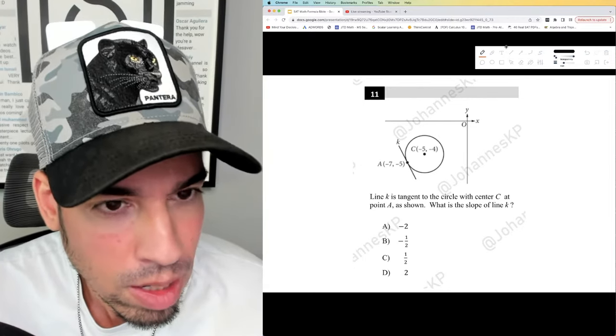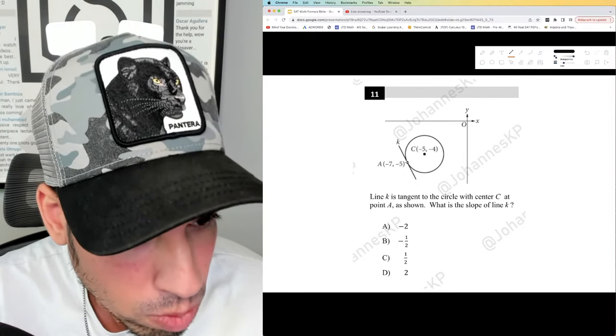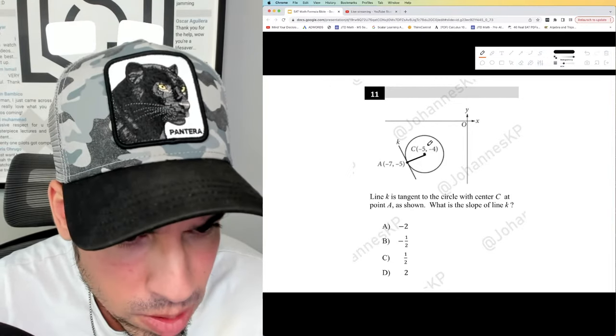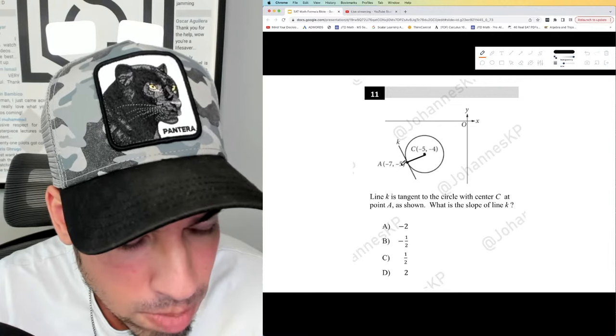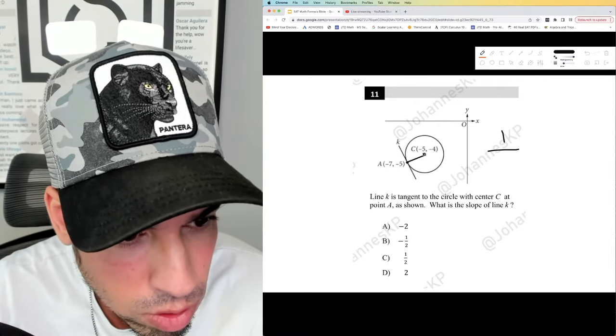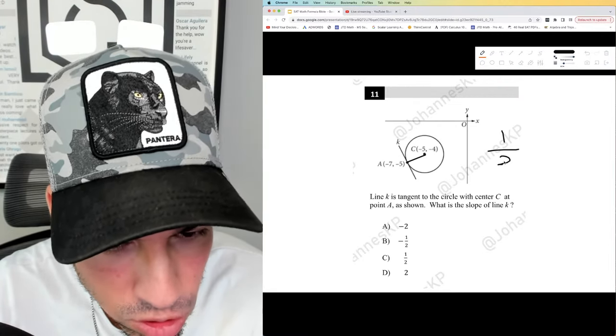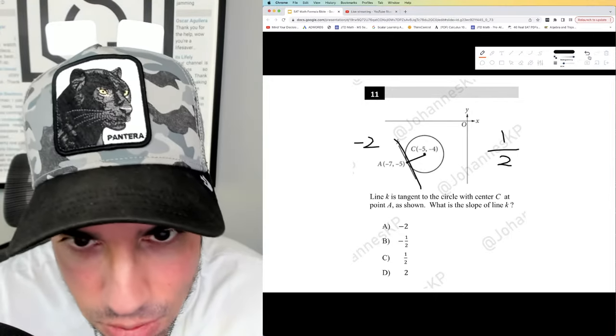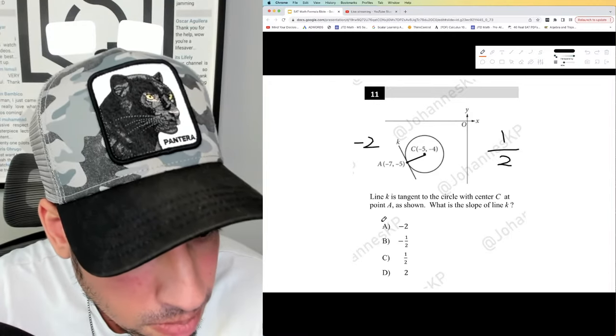Okay, we got another tangent line here. Same deal, right? We got the slope of that radius, and whatever that is, the opposite reciprocal will be the slope of this. Negative 4 minus negative 5 is 1, over negative 5 minus negative 7 is 2. So we got a slope of 1/2. That means the slope of k is negative 2. And that does look like a negative 2, right? That's how you do it.